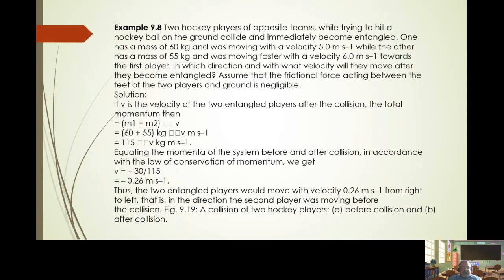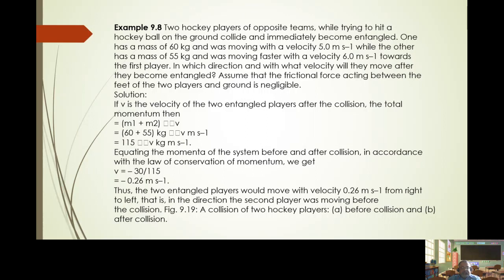of conservation of momentum, we get v is equal to minus 30 over 115, which is equal to minus 0.26 meters per second. Thus, the two entangled players would move with a velocity of 0.26 meters per second from right to left, and that is in the direction the second player was moving before the collision.